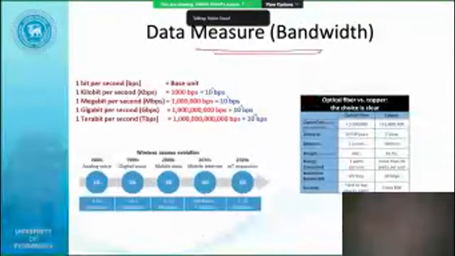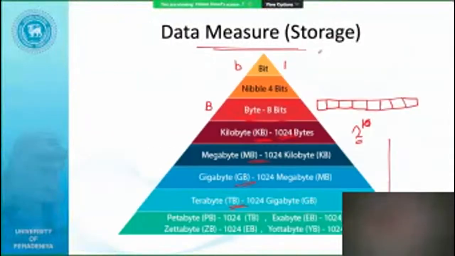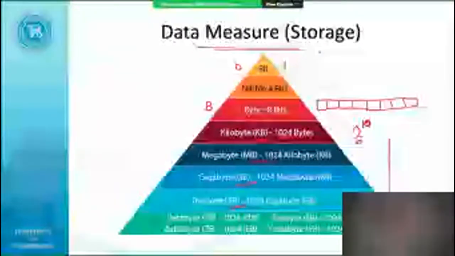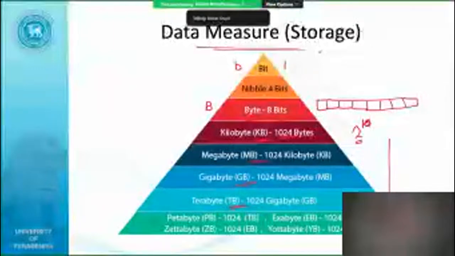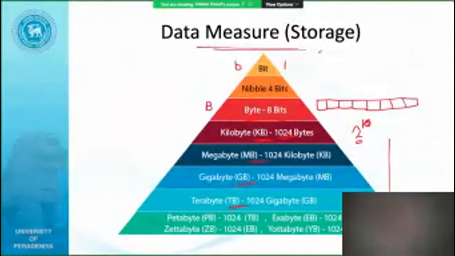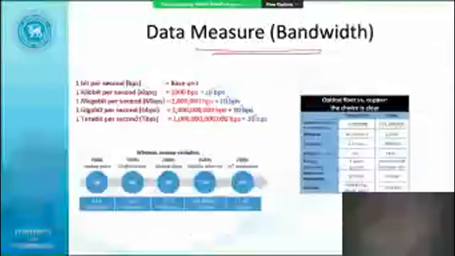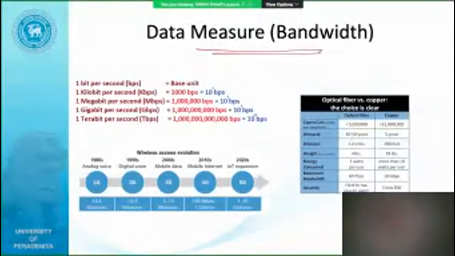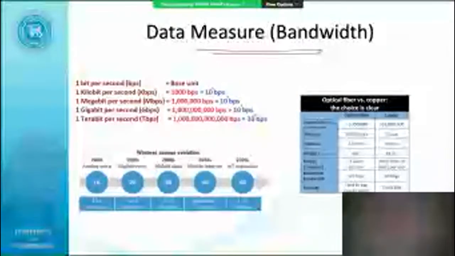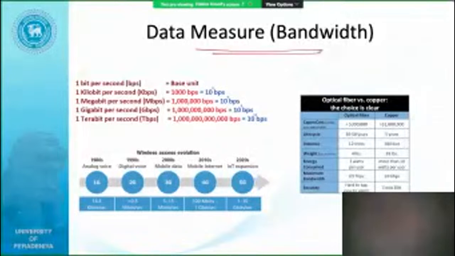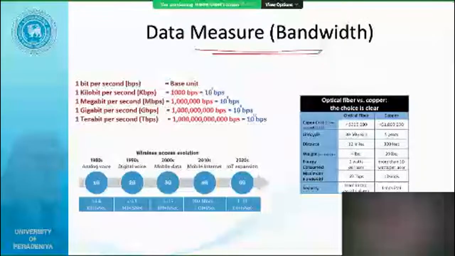Now, data measuring is typically for storage. So your hard disk, your RAM, your pen drive, your phone memory, all of these are storage issues, and we measure them in bytes. Another type of data measure is when you transmit this data. When you transmit data, you have bandwidth: how many bytes or how many bits can be transmitted in a second.